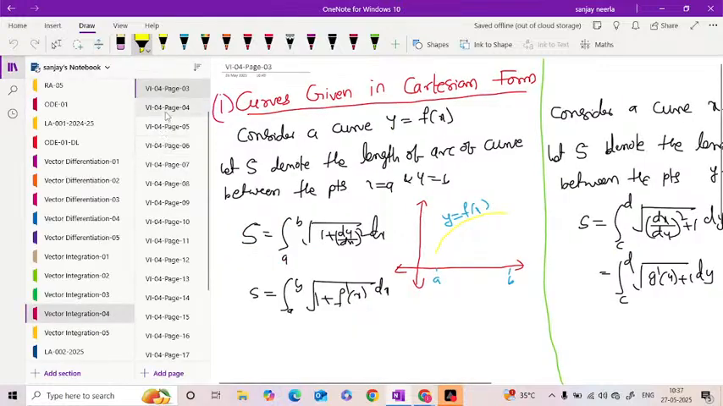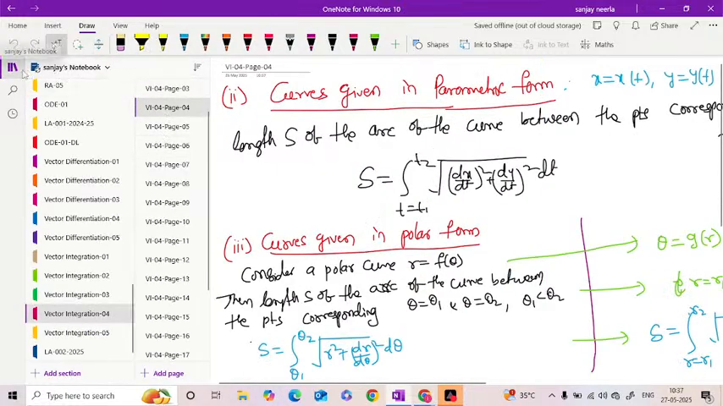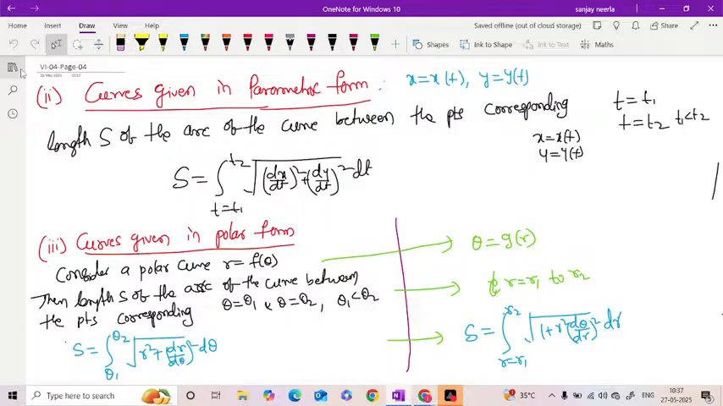Next one, we have the parametric form also. If x is a function of t and y is a function of t, and t limits from t1 to t2, the length of the arc is the integral from t equal to t1 to t2 of the square root of dx by dt whole square plus dy by dt whole square into dt. So this is finding the length of the arc.